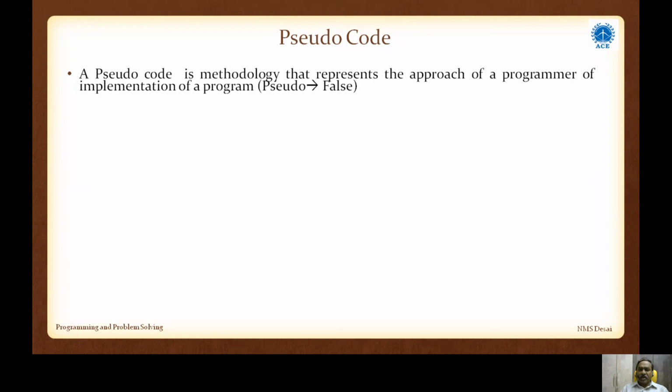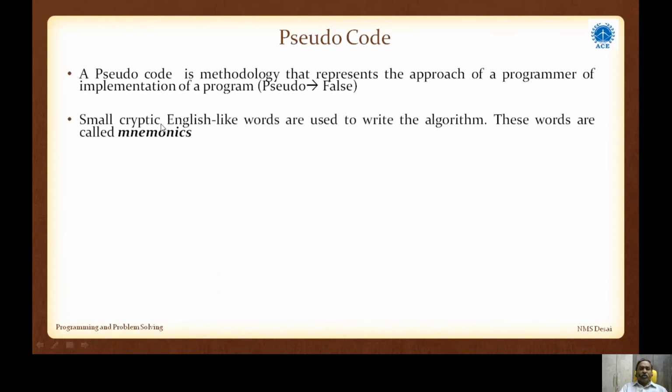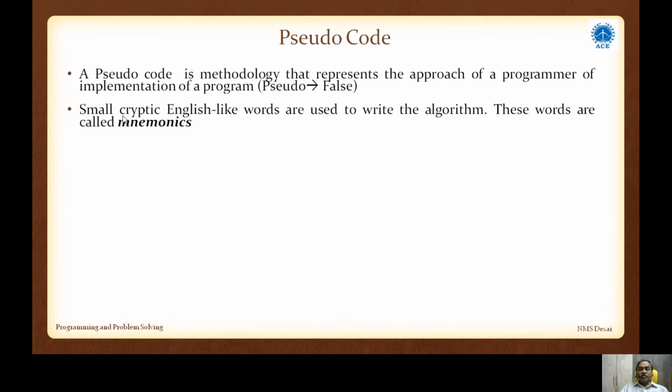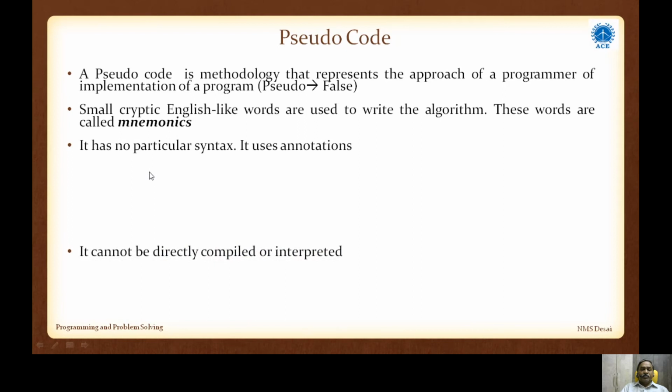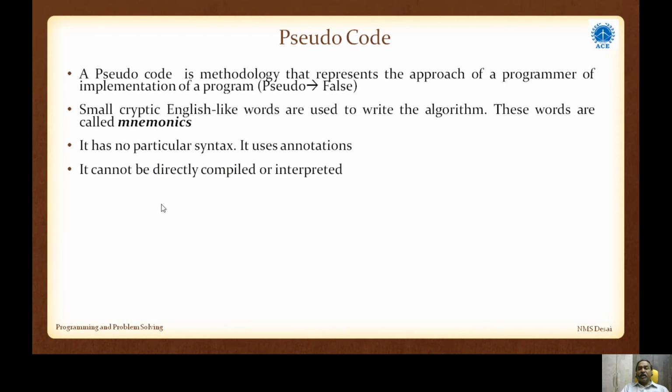Pseudocode does not have any standard. It is purely the prerogative or the domain of the programmer or developer. You write in your own language, in your own style, known to you only. So it includes small cryptic English-like words to write the pseudocode. Here I have used the word algorithm, no issues. These words are called mnemonics. It has no particular syntax. It uses annotations. It cannot be directly compiled or interpreted like other symbolic representations.